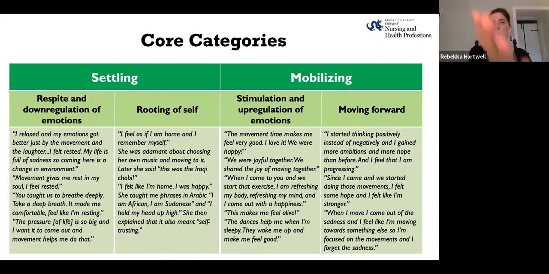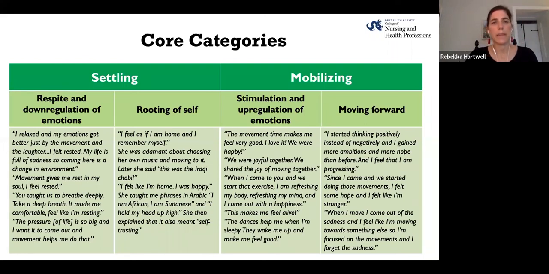Through the interviews, the participants shared that they felt a sense of settling. I had two different branches in the settling. One was a respite and downregulation of emotions, and I'll read a couple of comments here. I relaxed and my emotions got better just by the movement and the laughter. I felt rested. My life is full of sadness, so coming here is a change in environment.